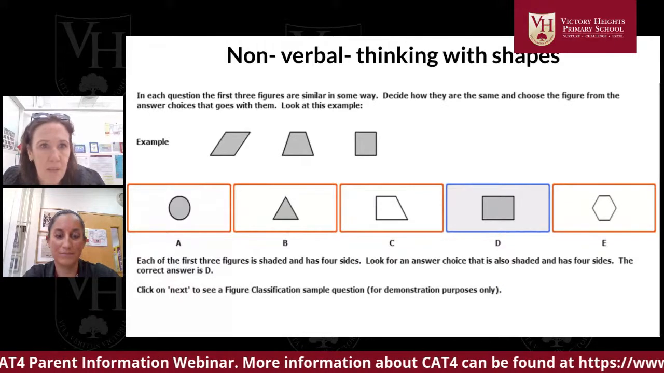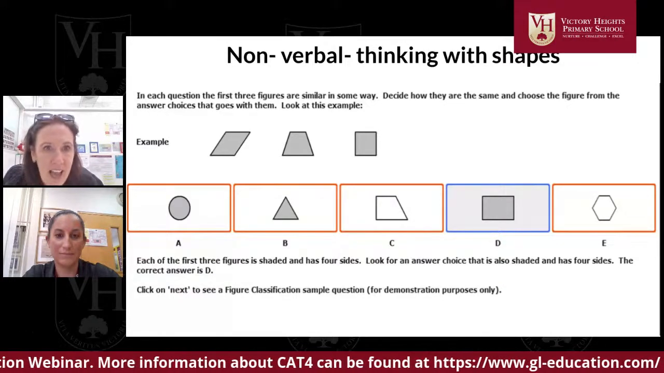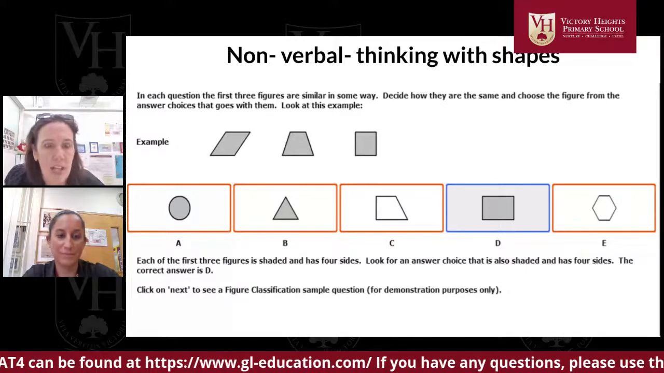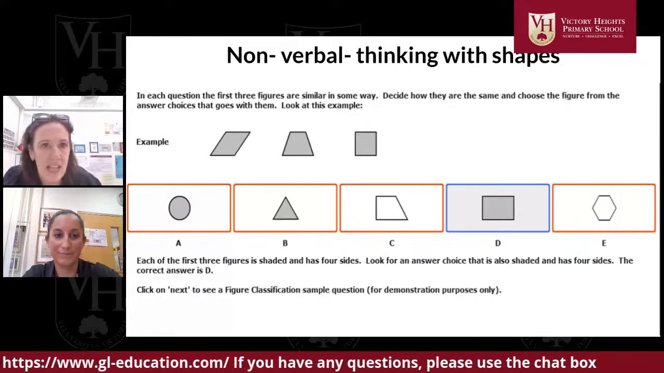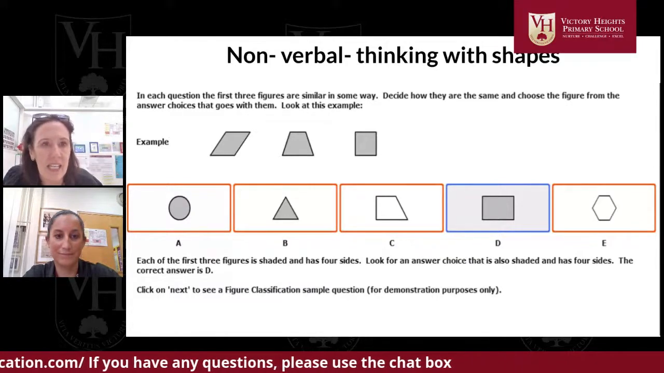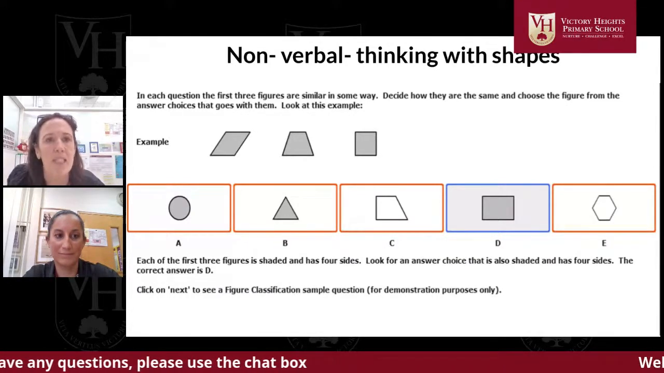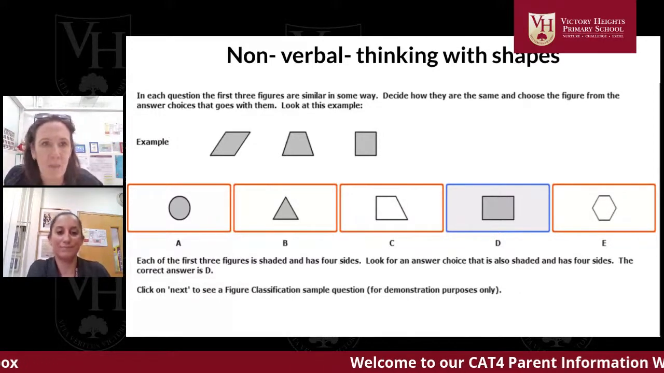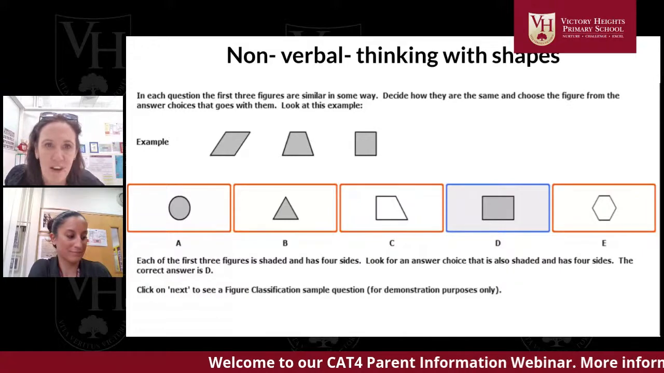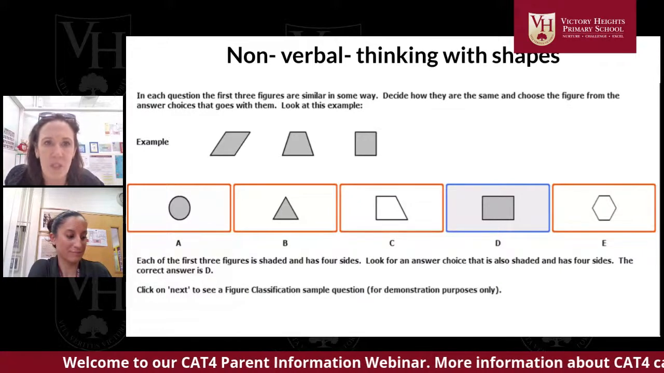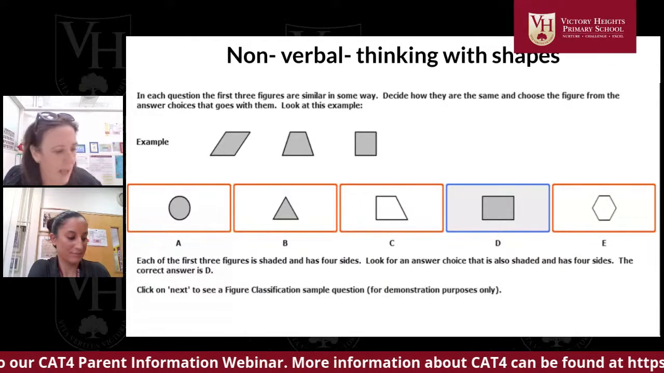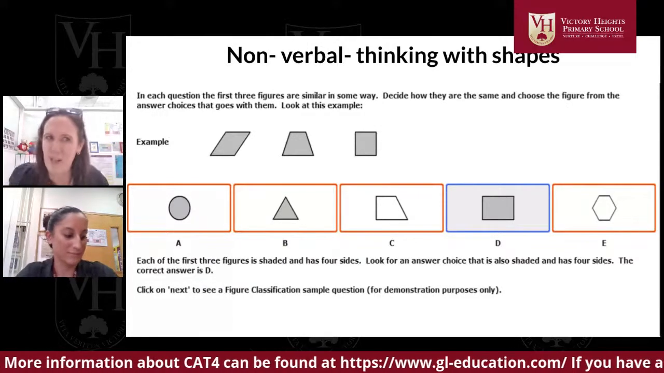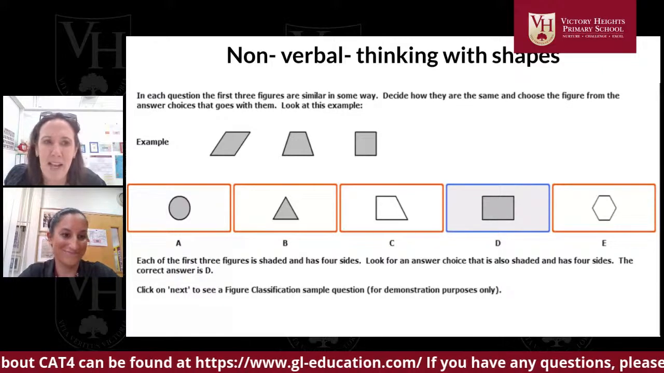So if we look at this example, you've got shapes here that are all shaded grey. They all have 4 sides. So out of those choices, A, B, C, D, and E, the children will need to figure out which is the most similar to those 3 shapes. And obviously we can see it would be D because it's shaded grey and it also has 4 sides. When you look at those other options, that would be any of the others. But you can see how it would be quite tricky for a child.